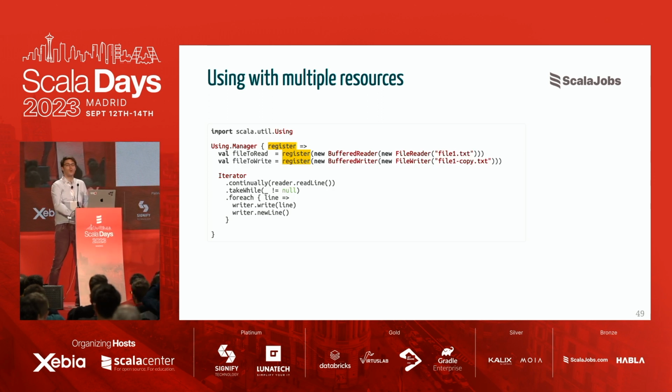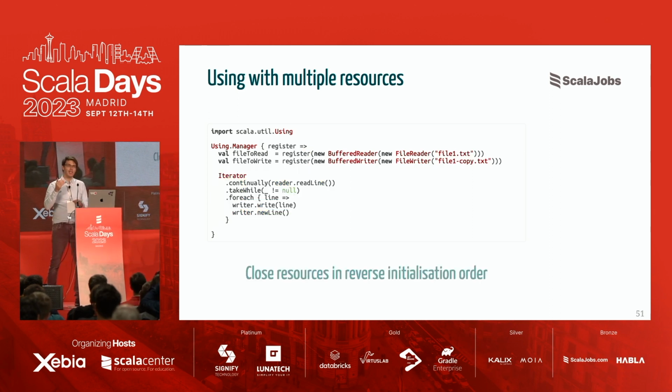And then you can write all the code you want here, and then it's going to close all the resources automatically, and it does this in reverse initialization order. So here I first open the file to read and then the file to write. It's first going to close the file to write and then close the file to read. Doesn't matter too much, but generally it's a good pattern because you may have resources depending on one another, so you always want to do it in the reverse order. So again, using, it's nice because it does what we want automatically.